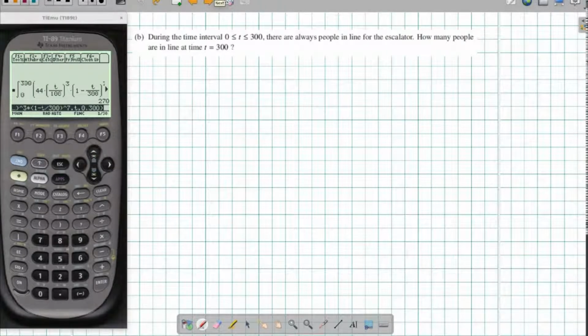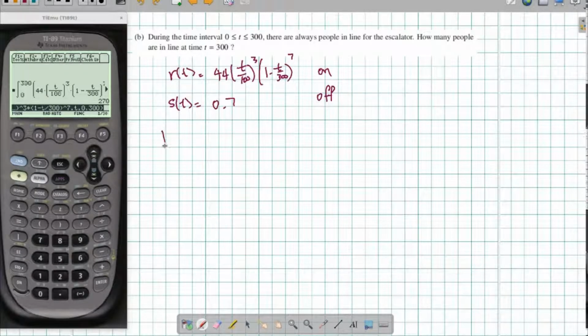For part B, it says during the time interval 0 less than t less than 300, there are always people in line for the escalator. How many people are in line at time t equals 300? Well, keep in mind that I've got r of t, which is defined piecewise. That's 44 times fractions. And keep in mind that this is people getting on, but I also have people getting off the line, and this is also a rate. And that rate is a constant 0.7.